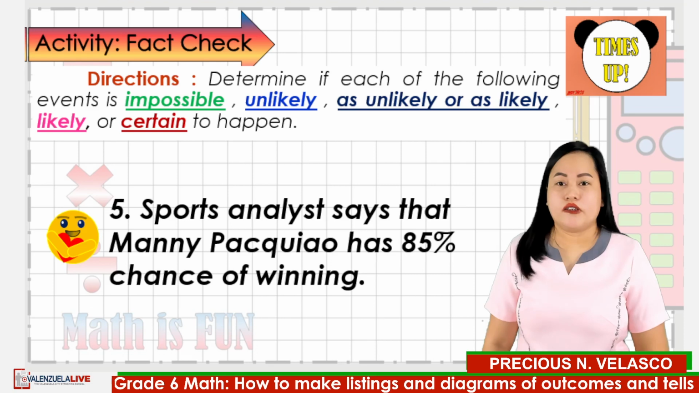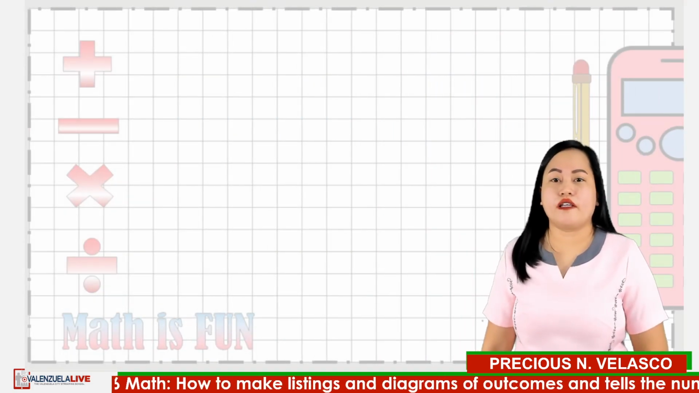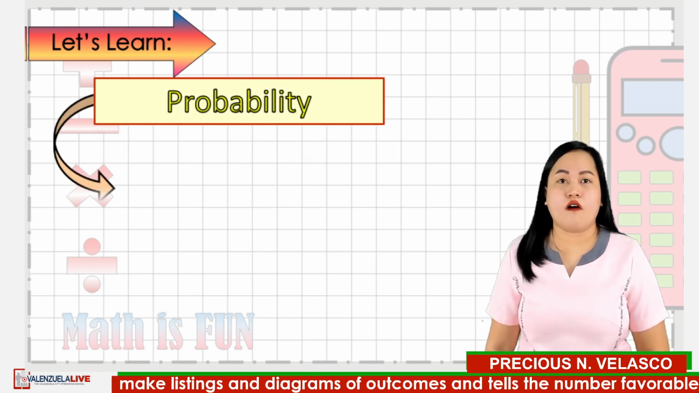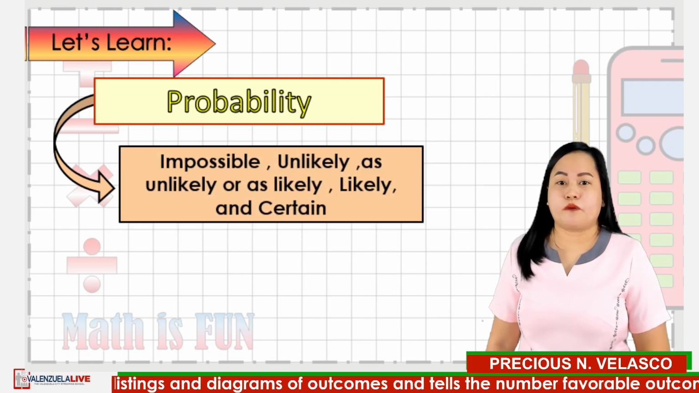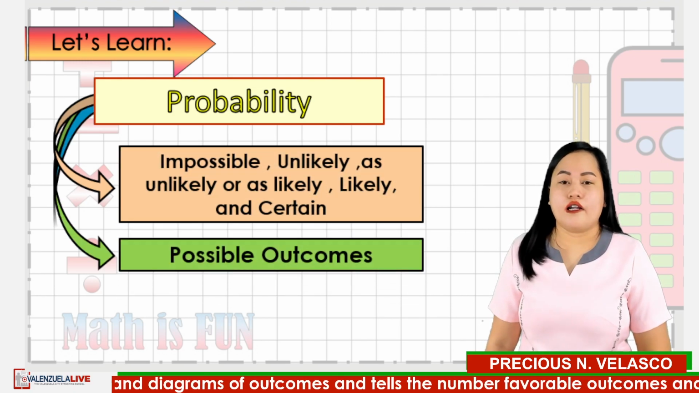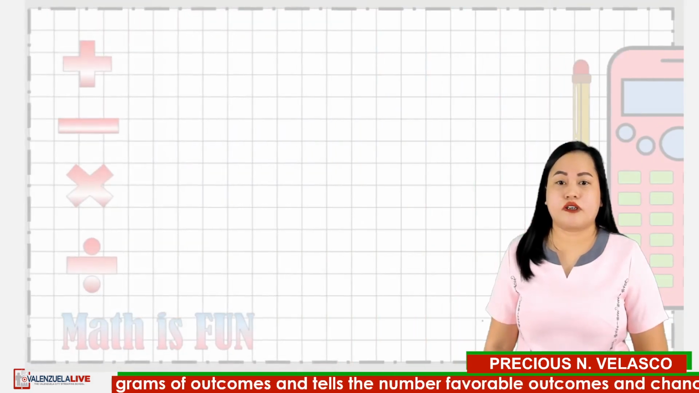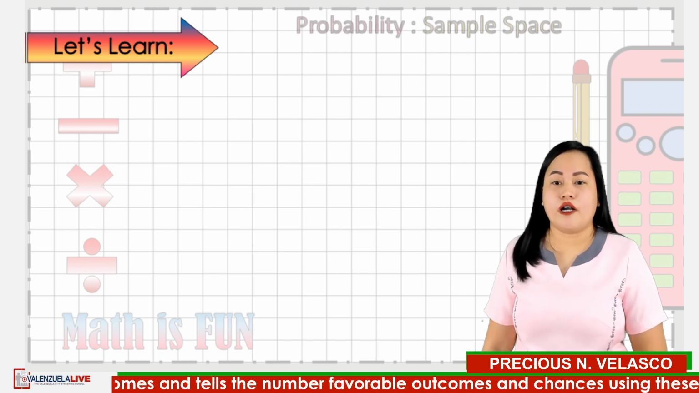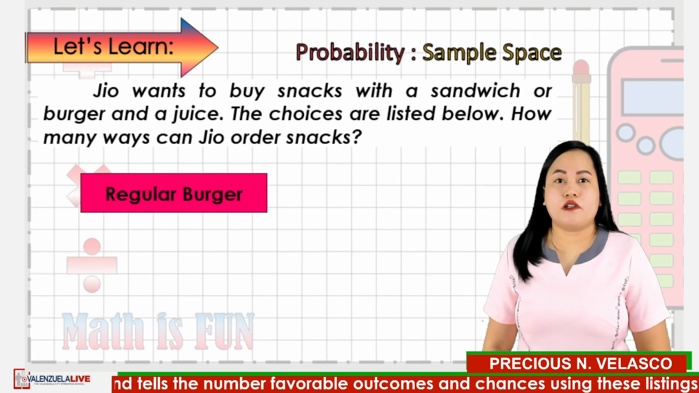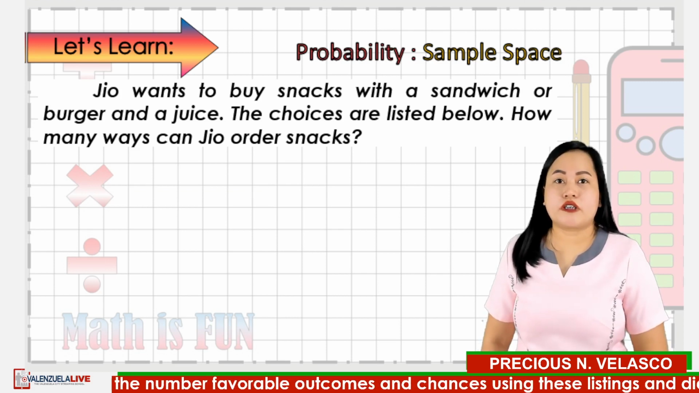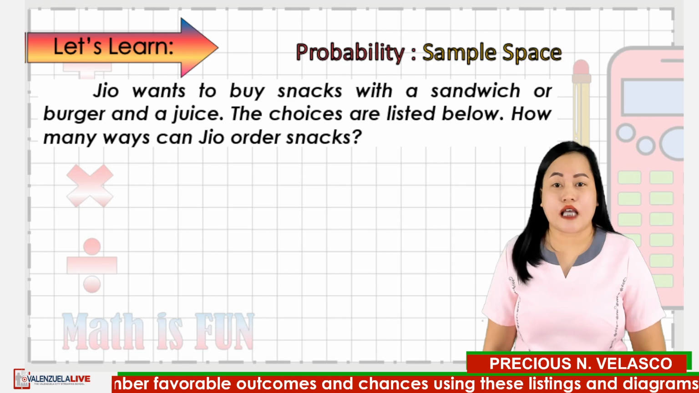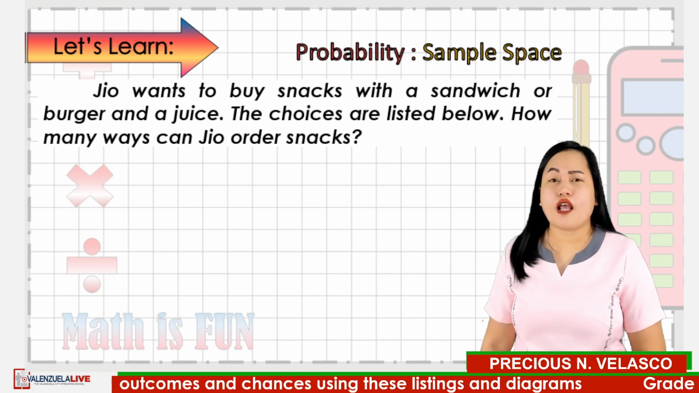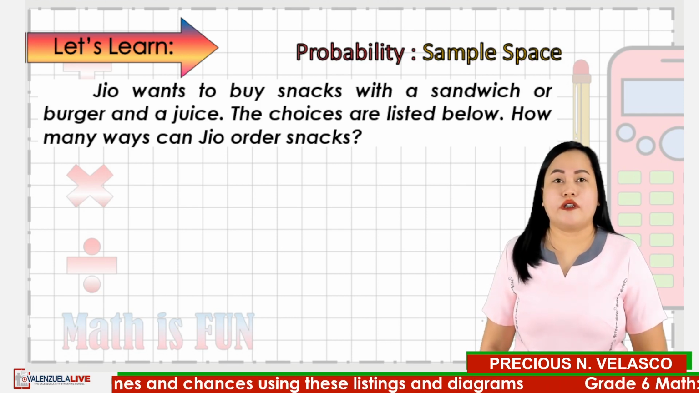So when we are dealing with probabilities, it is important to be able to identify all the possible outcomes. Our listing method and tree diagrams will help us obtain all the possible chances throughout an experiment or an activity. Let's look at this problem. Gio wants to buy snacks with a sandwich or a burger and a juice. The choices are listed below. How many ways can Gio order snacks?